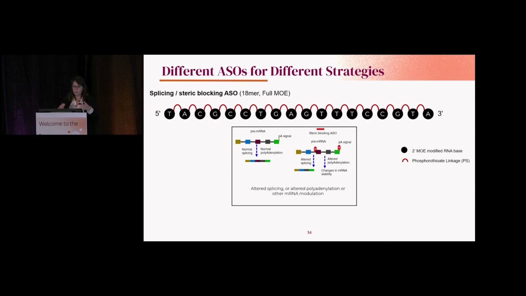And essentially, you put these ASOs depending on what you need to do on that mRNA. If you need to modulate splicing in a specific location, you're going to put that ASO there in order to block that. If you want to affect the stability of the mRNA in determination, you go ahead and do that.